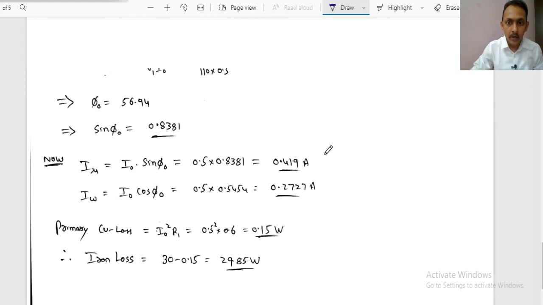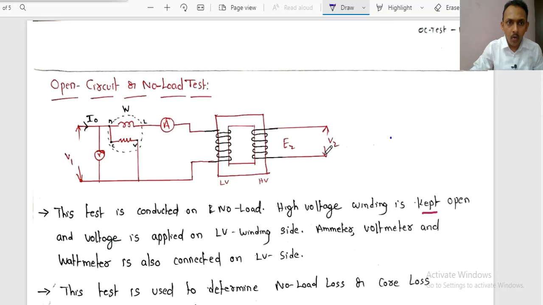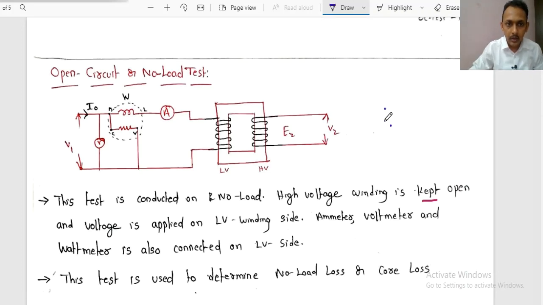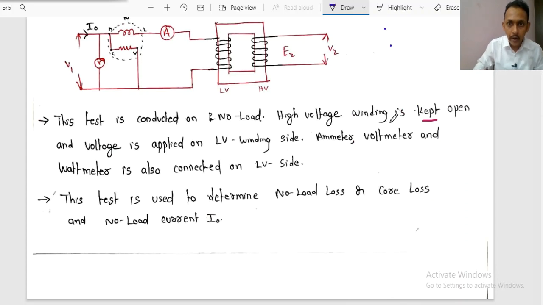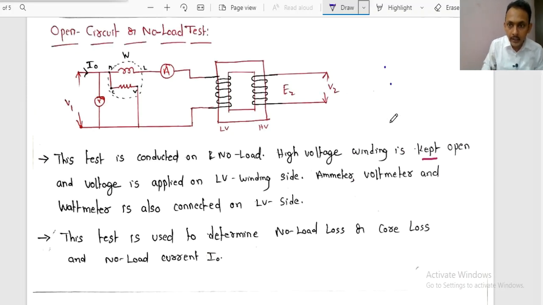Coming to the open circuit or no load test, this test is conducted on no load. The transformer has a low voltage winding and a high voltage winding. The key point is that while performing this test, the high voltage winding is to be kept open. That is, there is no load on the high voltage side.